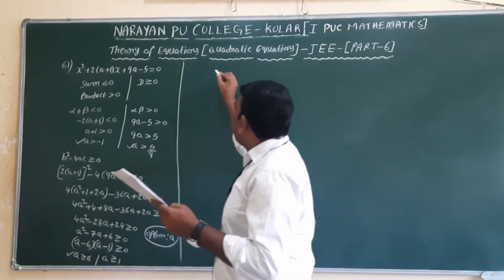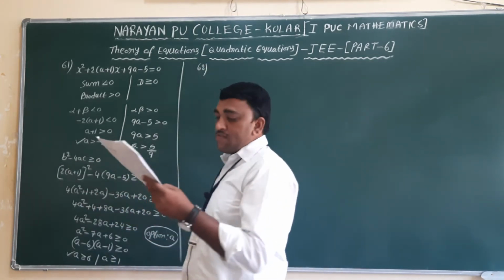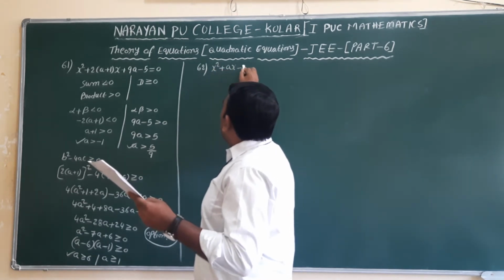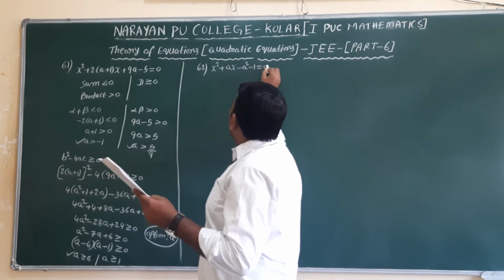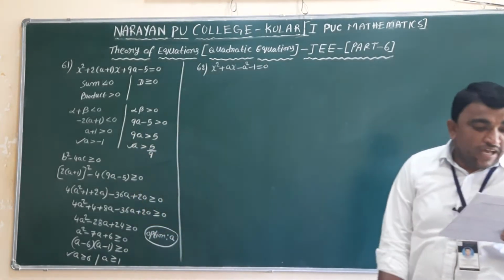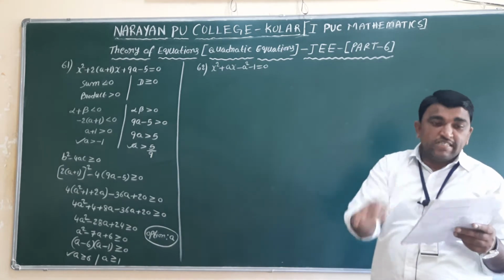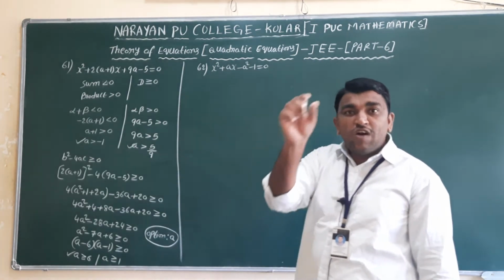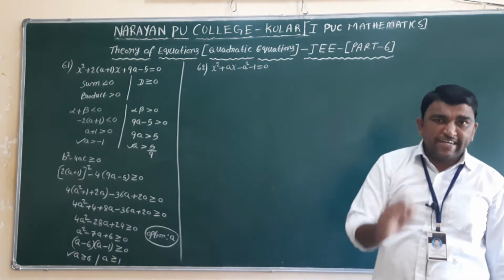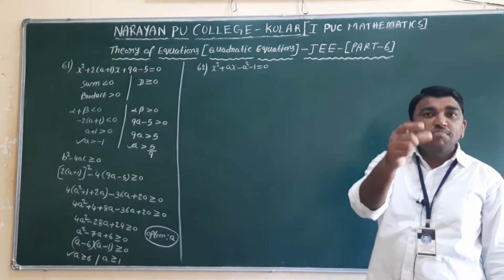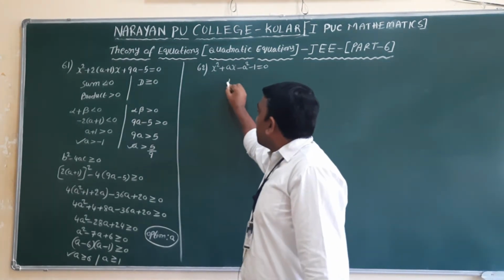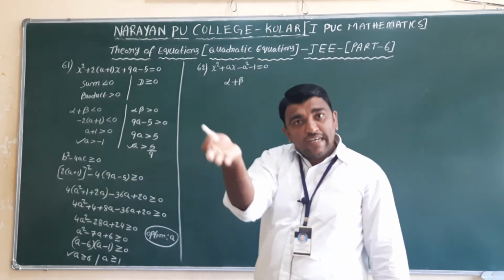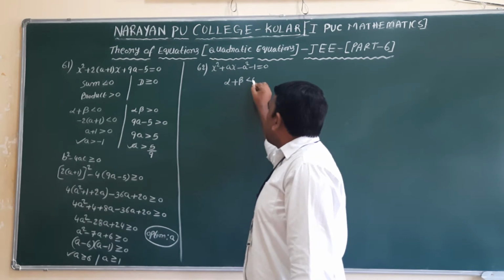Next, 62. X square plus ax minus a square minus 1 equal to 0 will have roots of opposite signs if a belongs to what? That is the question. Opposite sign means one root is positive, another root is negative. Suppose alpha is positive, beta is negative, then the sum of the roots is minus plus, that is less than 0.